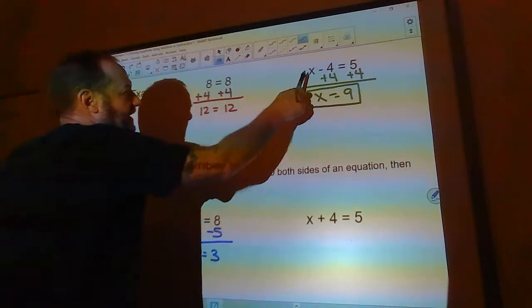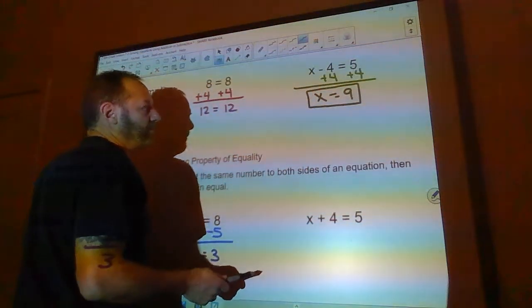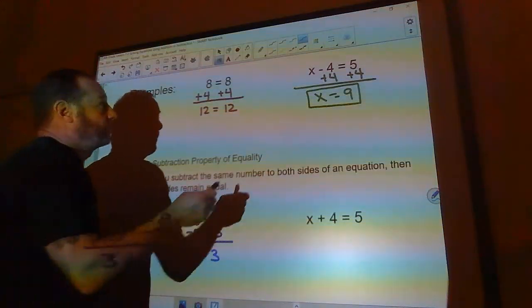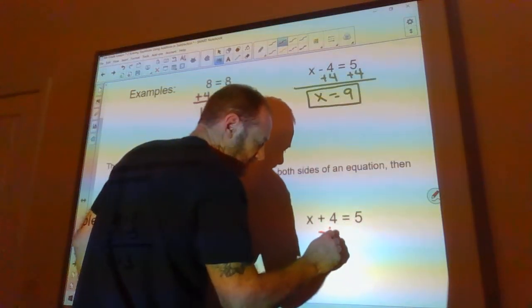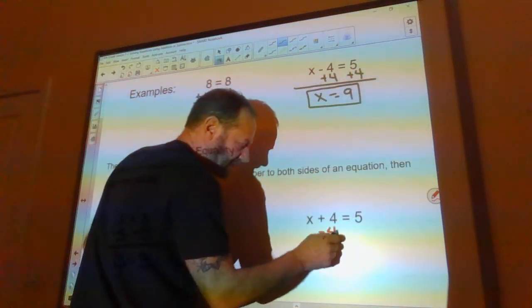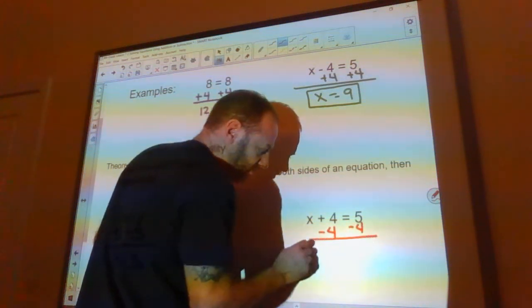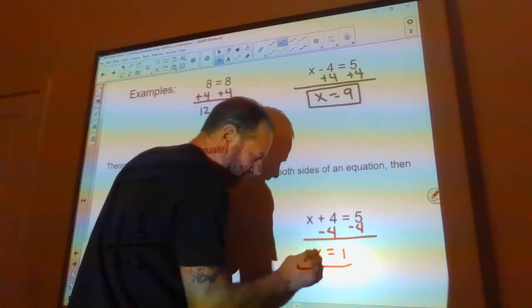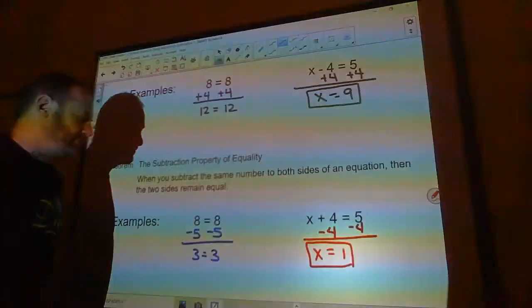Now over here, look at the difference. This was x minus 4, and I used the addition property of equality. This one's x plus 4. I'm going to use the subtraction property of equality. I'm going to subtract 4 because I want the plus 4 and the minus 4 to cancel out and go away. So I'm going to subtract 4 on both sides, and I get x equals 1. 1 is the solution to that equation.